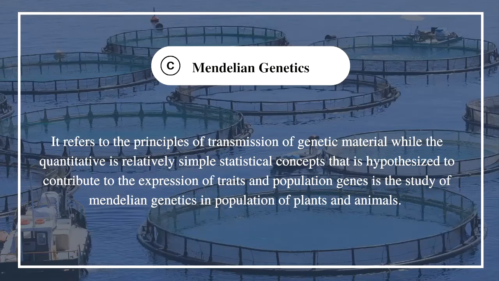Answer: C. Mendelian genetics, because it refers to the principles of transmission of genetic material, while the quantitative is relatively simple statistical concepts that is hypothesized to contribute to the expression of traits. And population genetics is the study of Mendelian genetics in population of plants and animals.